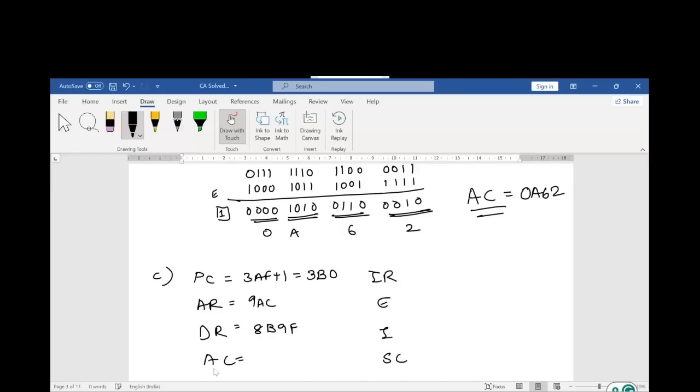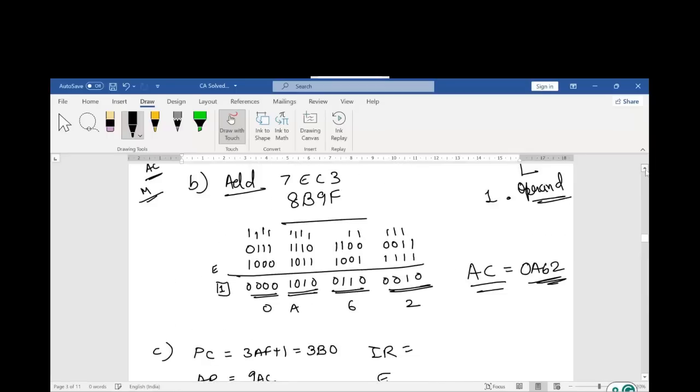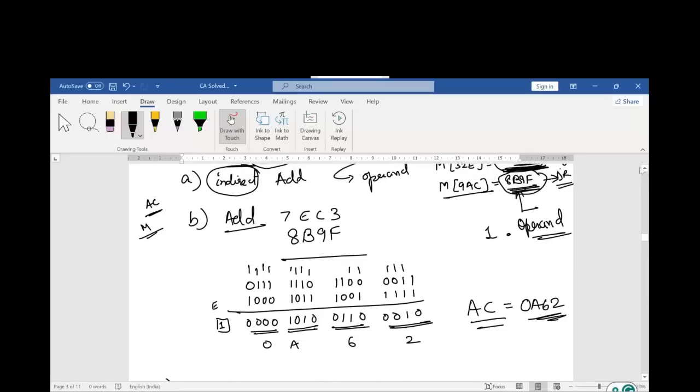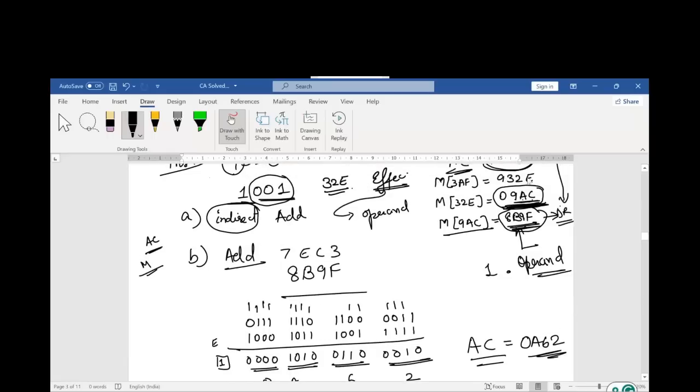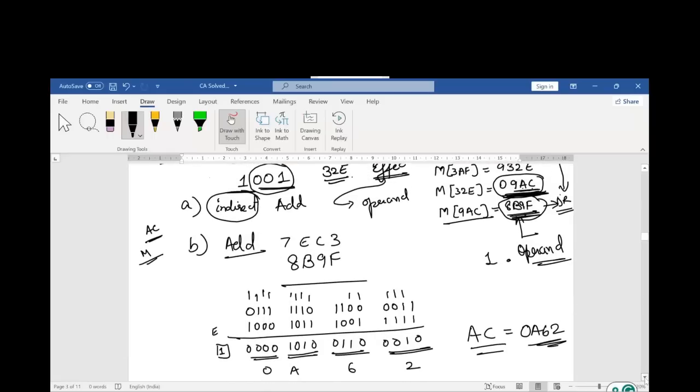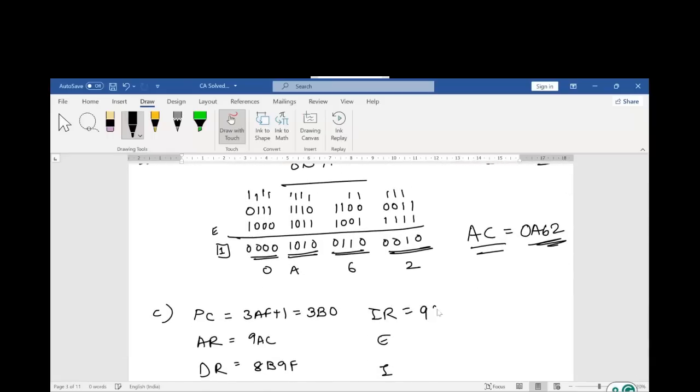Then what would be the value of AC? Final answer: 0A62. IR is your instruction code. What was my instruction code so that we performed indirect add? It was 932E. After performing addition, the value of E was 1.